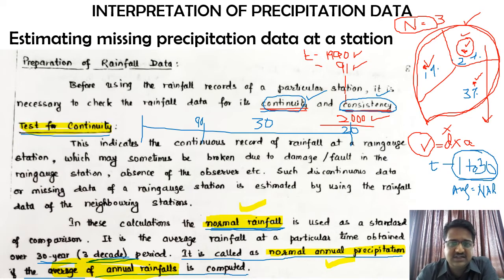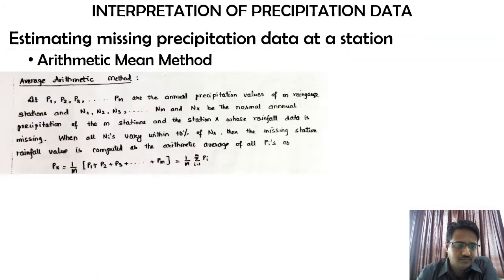Now in the next slide, we are going to check the three methods we have for checking this continuity. So the first one is the arithmetic mean method, or we call it the arithmetic average method. Both terms mean the same. So let us read this particular section first, then we'll go for the next one.